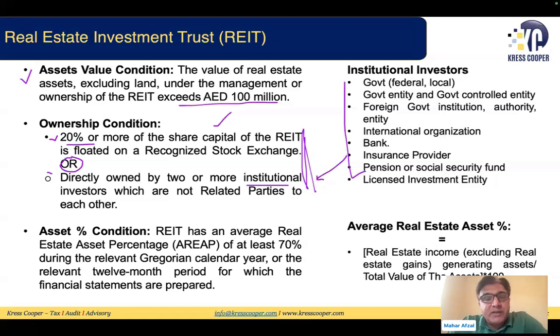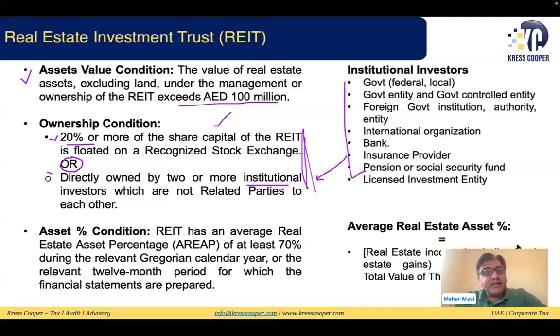These conditions need to be satisfied. If these conditions are being satisfied, then we can say it is a real estate investment trust. If the real estate investment trust is satisfying the three common conditions that were discussed earlier, and the real estate investment fund is satisfying these conditions as well, then the real estate investment trust can apply to the FTA to be classified as a qualifying investment fund. And if the FTA approves it, it will be considered exempt for corporate tax purposes.